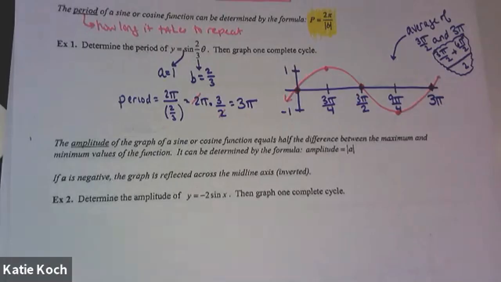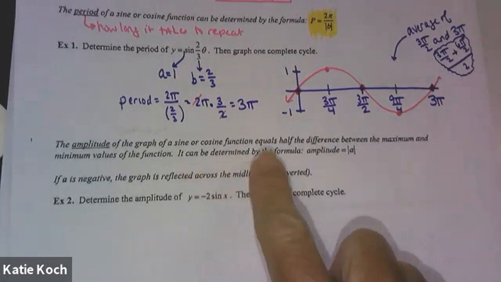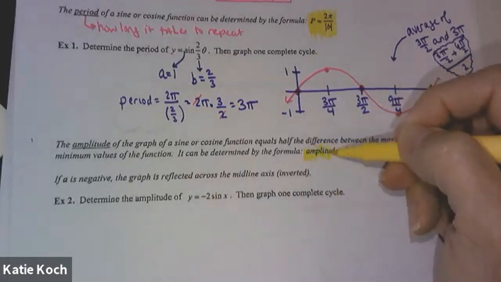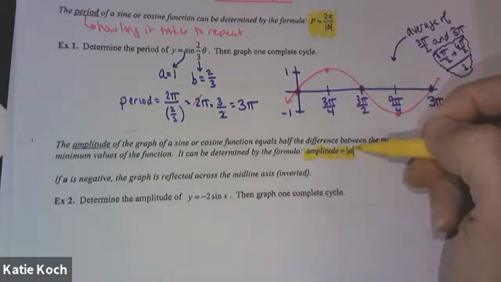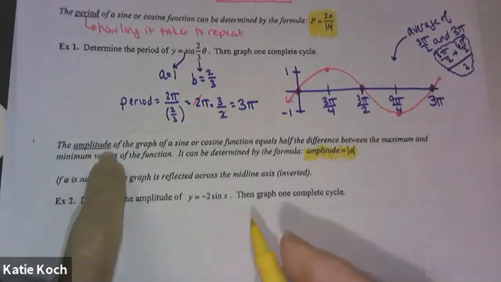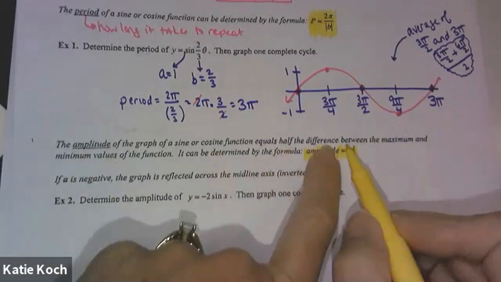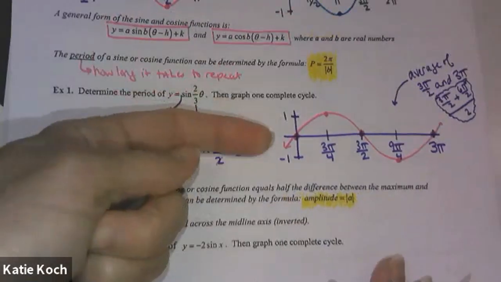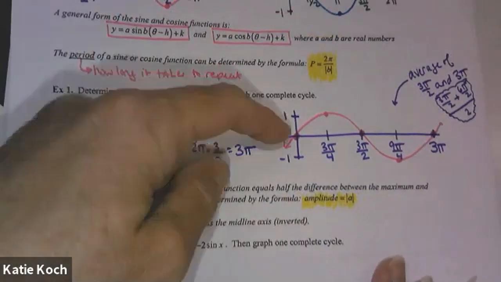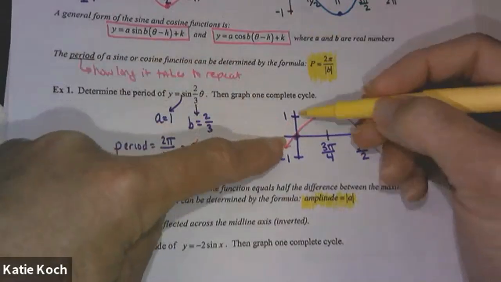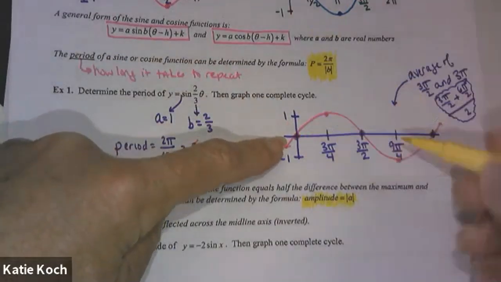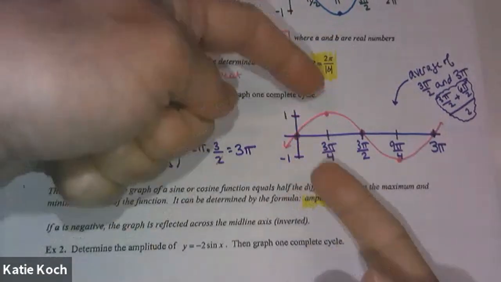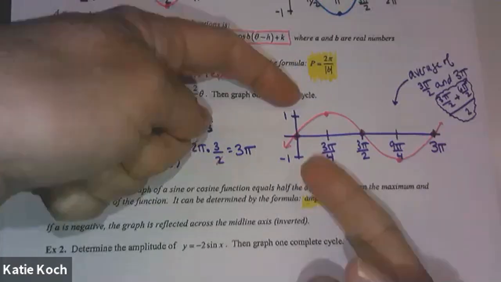The amplitude can be determined by the formula absolute value of A. Amplitude means height. They say the amplitude equals half the difference between the maximum and the minimum values. Meaning, if I want to know the amplitude of this graph, that means the height from the center line. We go up 1 and we go down 1. That's why it says half the difference between the top and the bottom, because this is 1 up and 1 down.